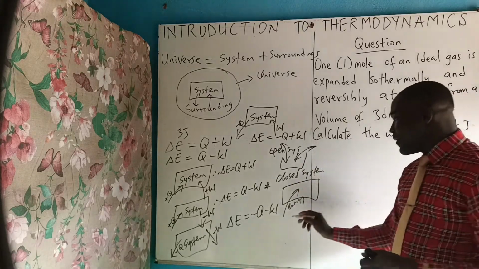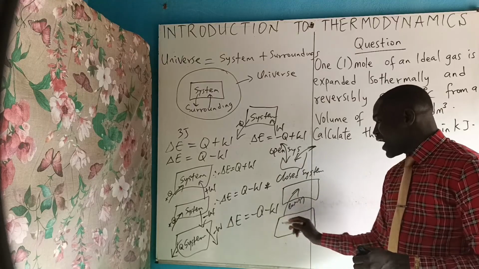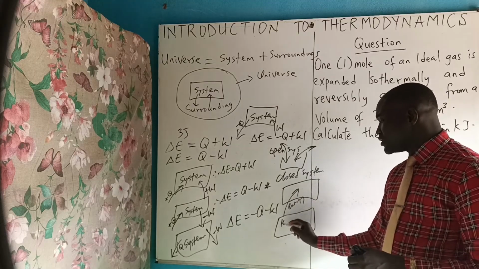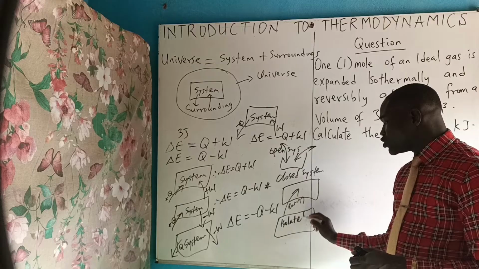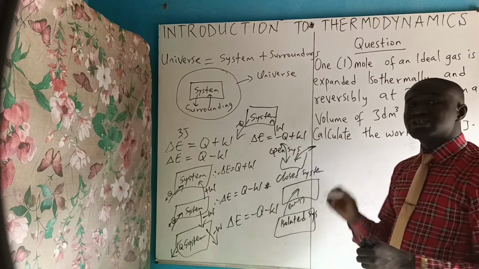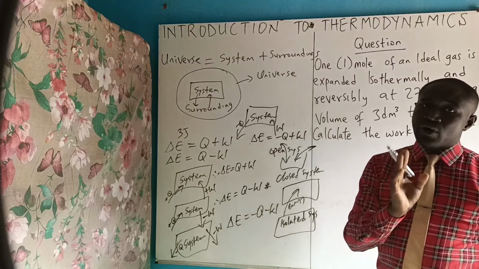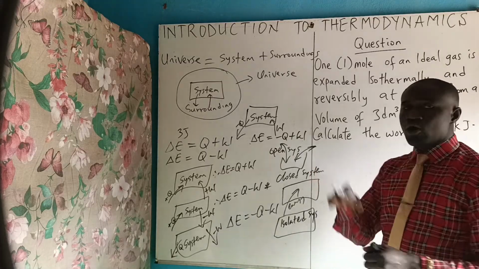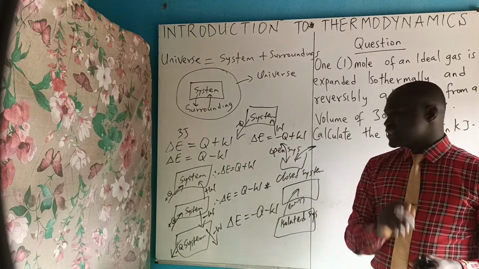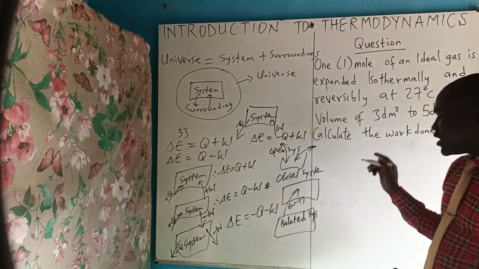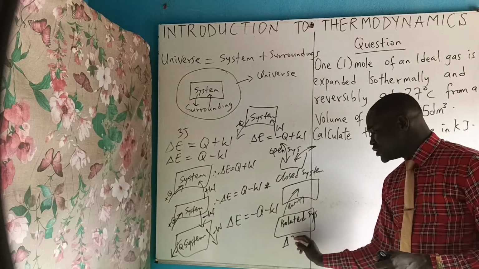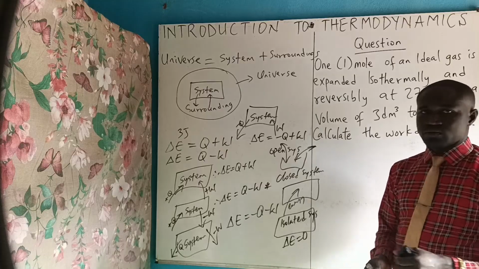Then an isolated system is a system which does not allow both matter and energy to enter or leave. It's important for you to know that in an isolated system, change in E is equal to 0.